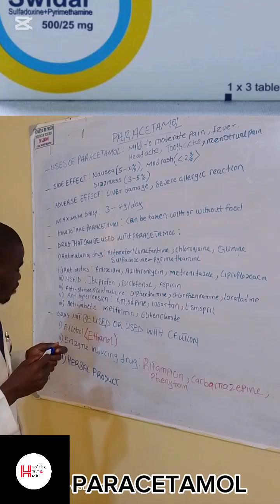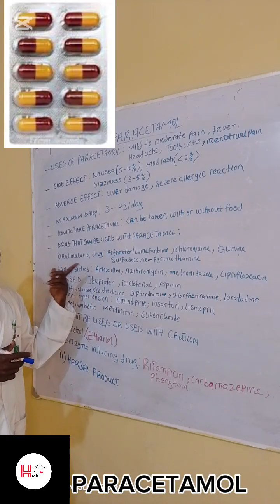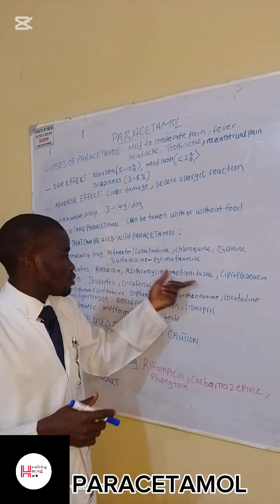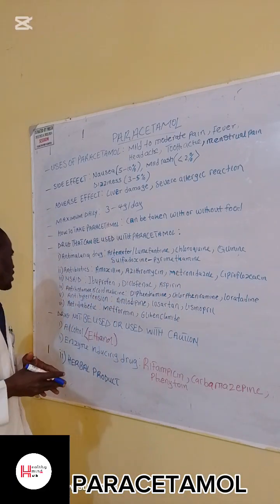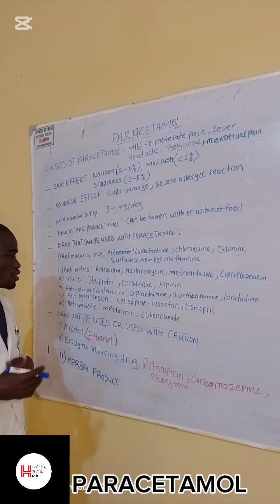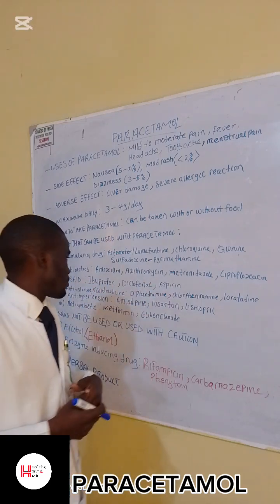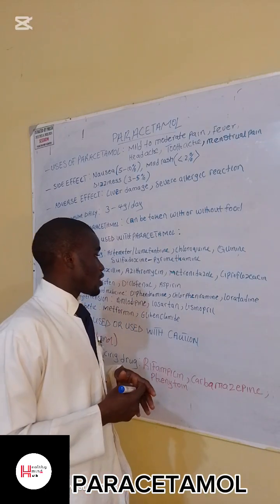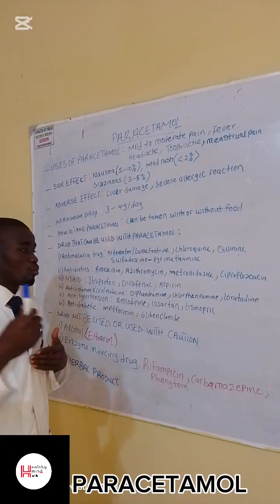sulfadoxine-pyrimethamine, and we also have antibiotics. Antibiotics like amoxicillin, which is the first line antibiotic, and we also have azithromycin, metronidazole, ciprofloxacin. We can also administer paracetamol together with NSAIDs, non-steroidal anti-inflammatory drugs like ibuprofen, diclofenac, and aspirin. But aspirin is used for short-term pain, and you should not use it for a prolonged time.